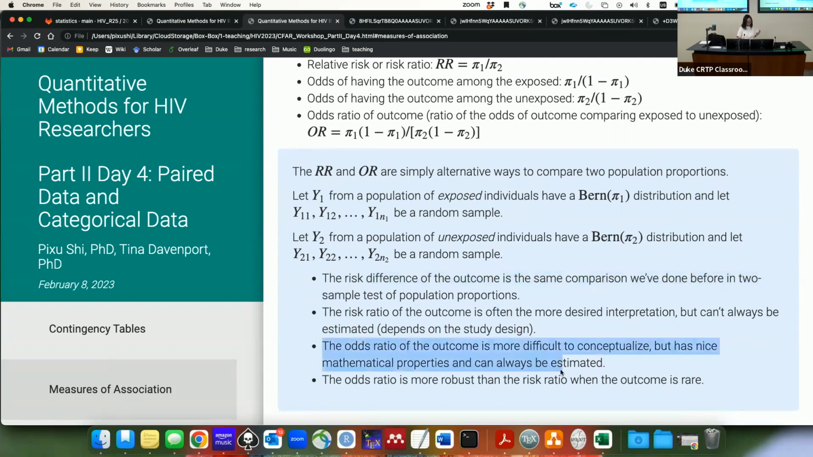The odds ratio is a little hard to conceptualize because you're taking the ratio of odds, and odds is already a ratio. So it's a ratio of ratio, and it's a little hard to interpret. The risk ratio is easier to interpret, but on the other hand, the odds ratio is actually more mathematically robust, and it will also be applicable to both retrospective and prospective studies. But risk ratio is only applicable when you have prospective studies.